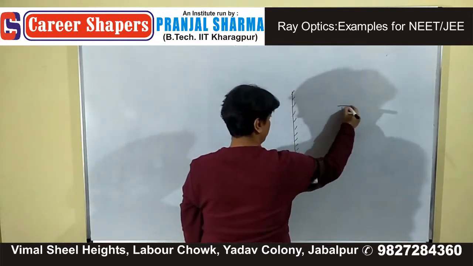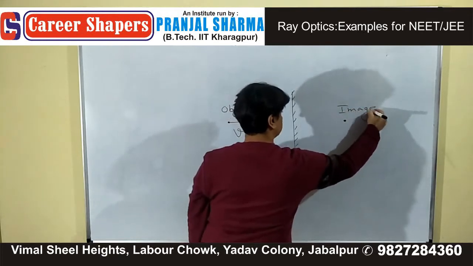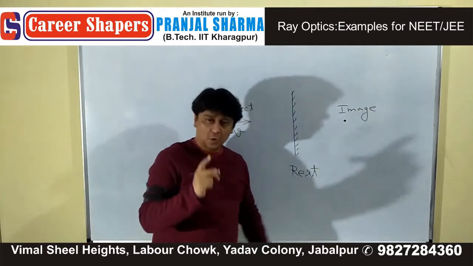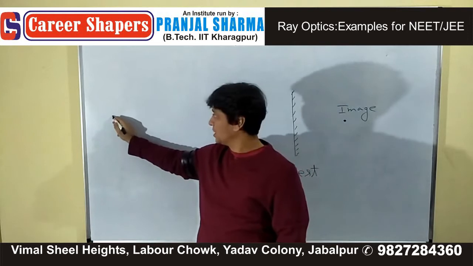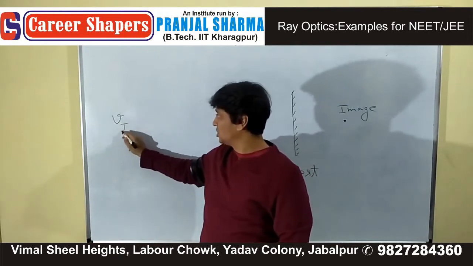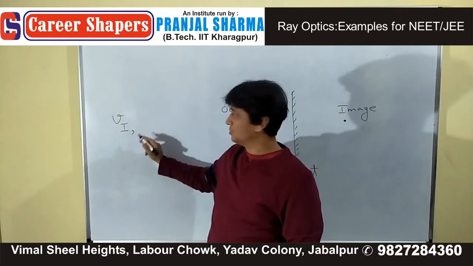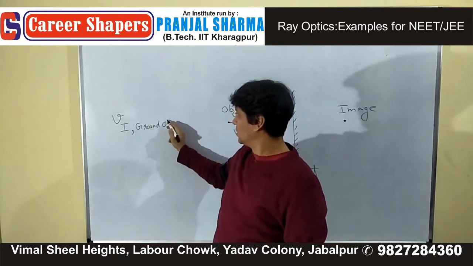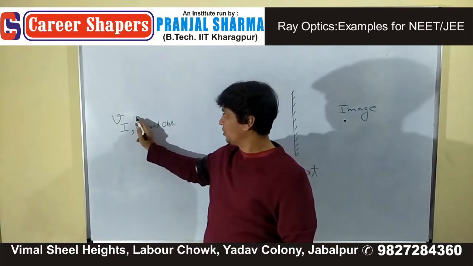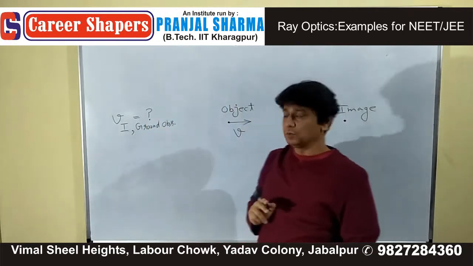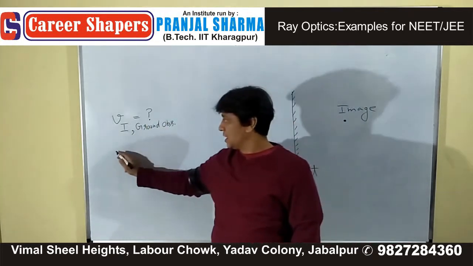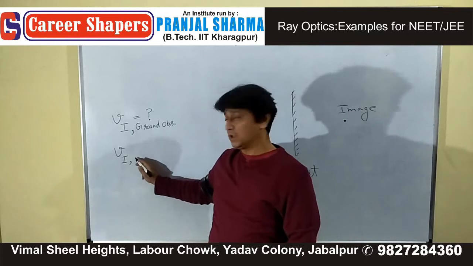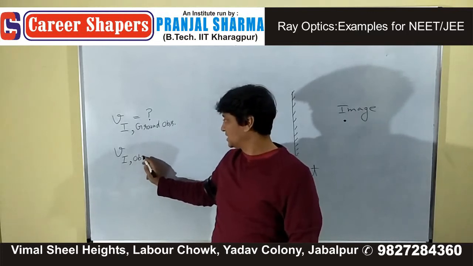the image which this mirror forms of this object will also move. Now once it moves, you need to find the velocity of image with respect to ground observer. Velocity of image with respect to ground observer. And in the second part, you need to find the velocity of the image with respect to object itself.